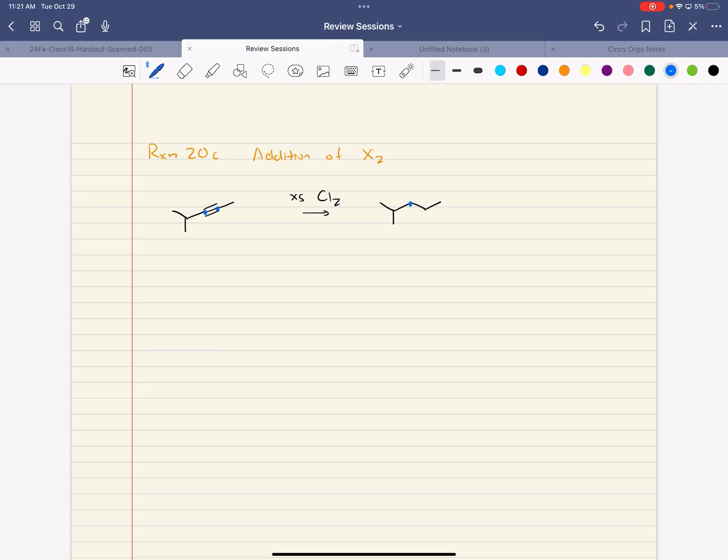In lab, you're going to practice drawing a zigzag if it's alkane, linear if it's alkyne. You get tetrahalide. No mechanism. Heck, I'll even say no intermediate. Okay. That's 20C.